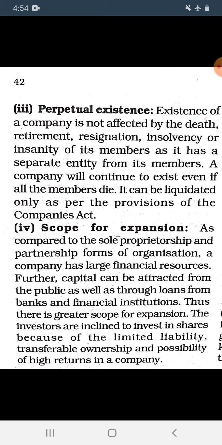Okay, the fourth one is scope for expansion. As compared to sole proprietorship and partnership forms of organization, a company has large financial resources. When we compare the joint stock company with the sole proprietorship and partnership, a company has large financial resources because there are so many shareholders investing their money as capital. So further capital can be attracted from the public as well as through loans from banks and financial institutions.